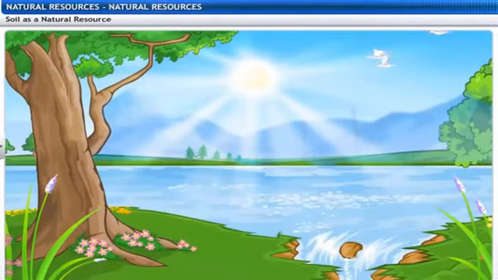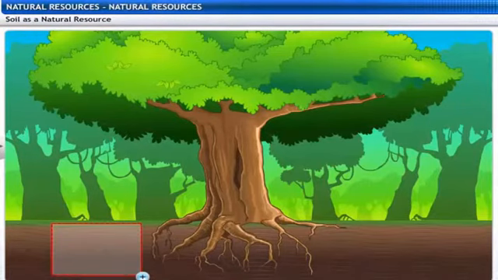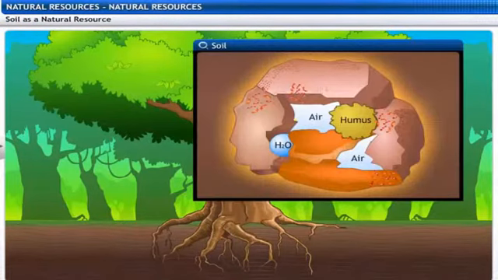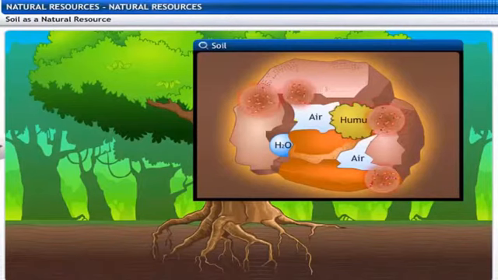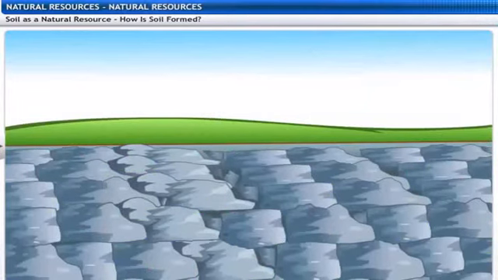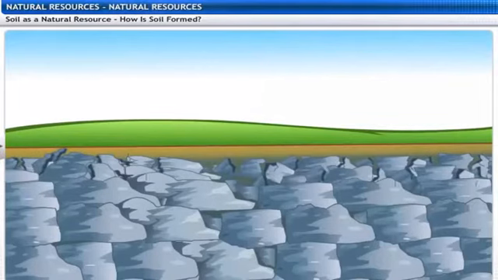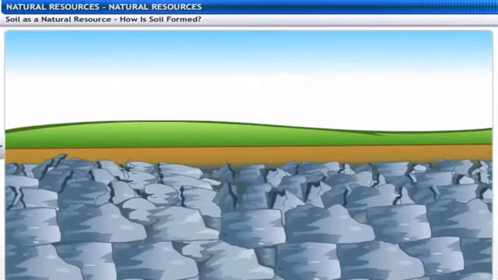Like air and water, soil is another important natural resource that supports life. You must have seen different types of soil, but do you know what it really is? Soil contains soil particles, humus, and living organisms. Humus determines the quality of soil. Over millions of years, rocks on the Earth's crust have been broken down by physical, chemical, and biological processes to make soil.